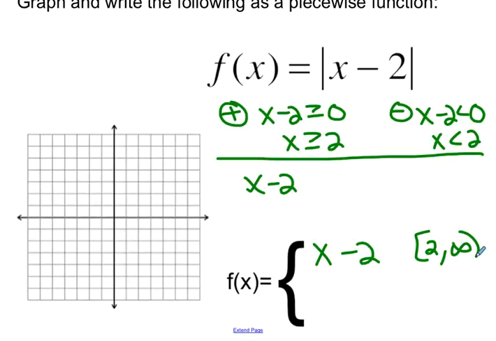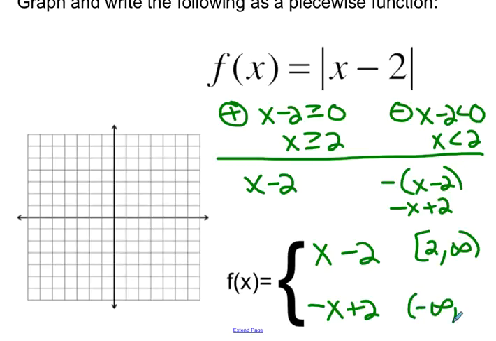The other half of this line is going to be, if I drop the bars but make the whole thing negative, I'll get that, which I'm just going to simplify to negative x plus 2. And that's the other line, negative x plus 2. And that domain is this one right here, which is less than 2. So I'm going to say negative infinity to 2.